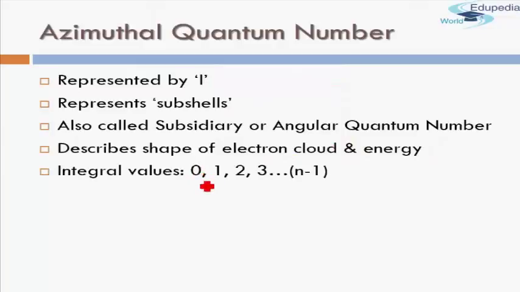Again, it has integral values just like the principal quantum number. The only difference is that it also has a value of 0. The principal quantum number n doesn't have a value of 0; it starts with 1, shell number 1. But the subshell can have 0 as an integral value, and it goes up to n minus 1. That is to say, for shell n, the highest value of l, the azimuthal quantum number, is n minus 1, and the lowest value is 0.